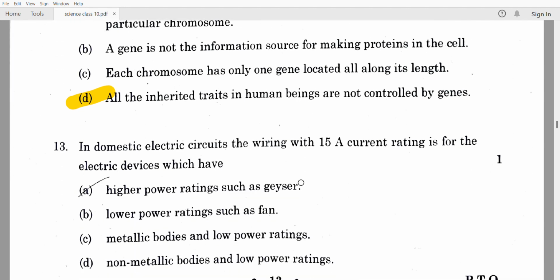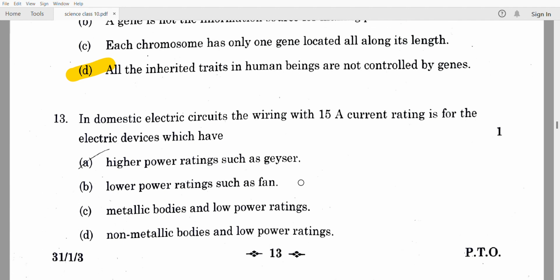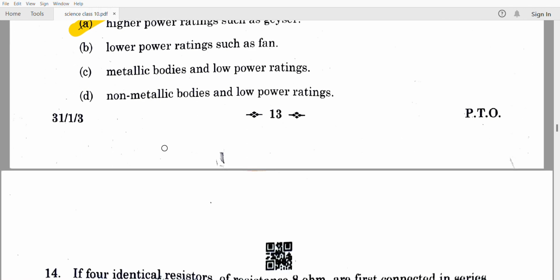Okay, fine. Then 13th question. In domestic electric circuit wiring, the one with a 15 amp current rating is for the electric device which has higher power rating such as a geyser. That's correct. It won't be lower rating. Even if it is a metal body, it should be higher rating. So option A is correct.